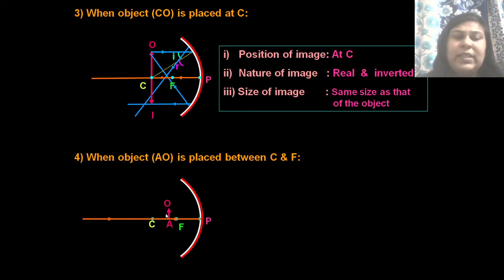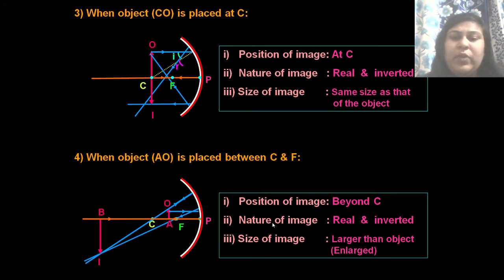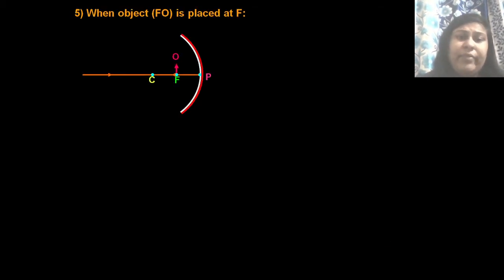Now you can see the object is placed between C and F, and we are taking two rays. The first ray goes parallel to the principal axis, and it goes back through F, and the second goes through C, and it also comes back through C. So these two rays meet, and the image is there. It is a large size compared to the object, and it is beyond C. So the position of the image is beyond C, the nature of the image is real and inverted, and the size of the image is larger than the object.